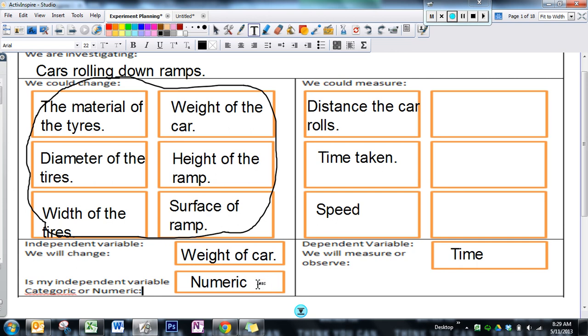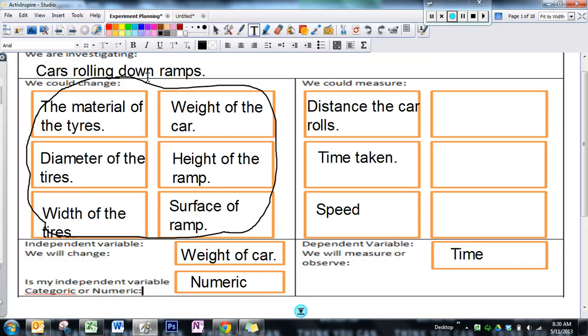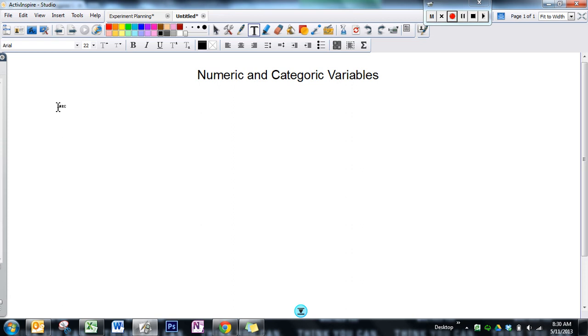Well, it says right here numeric, but why is that numeric? Let's have a look at a couple of these examples. So weight of the car. When we look at weights, we measure them with numbers. We can have a car that's 100 grams, 110 grams, 120 grams, 130 grams, and so on and so forth. Those are all in numbers, so we say that that is numeric.